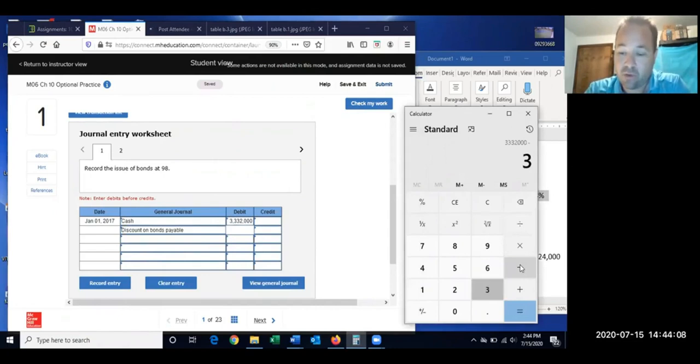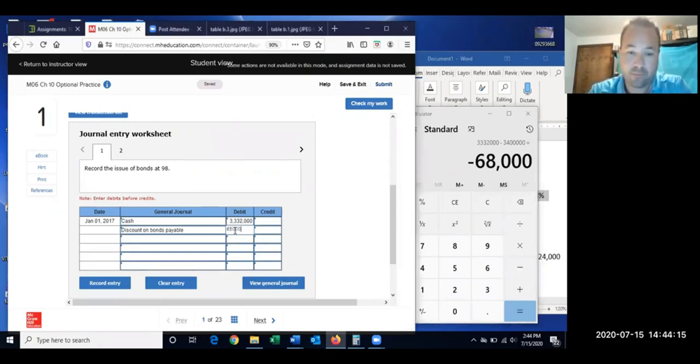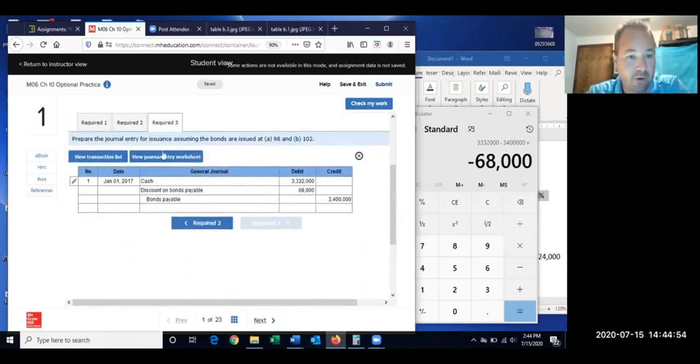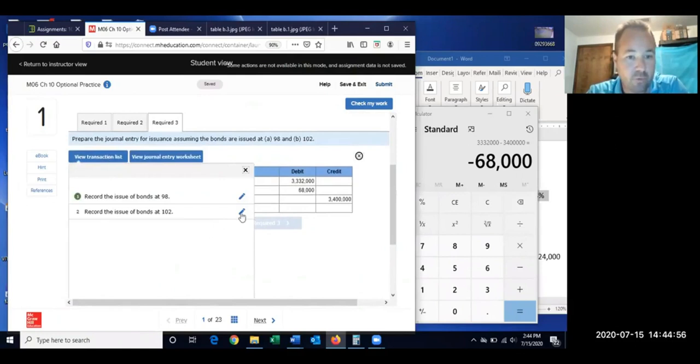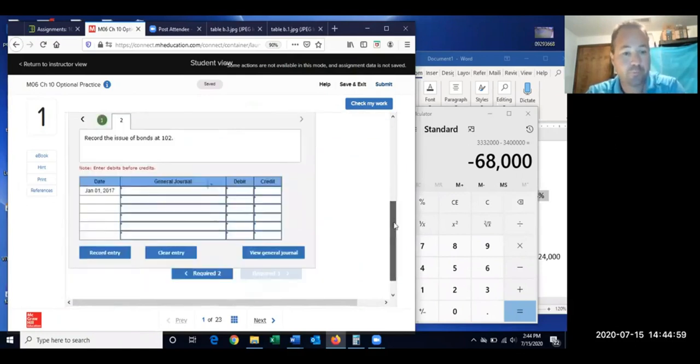So let's just do the quick math here. It's going to come out a negative, but don't put in the negative. 68,000 is the amount of discount that I'm offering for them to want to buy my lower interest bond. They're going to pay me the 3.332 million. I'm going to pay them back the full 3.4 million. So they're getting an extra $68,000.